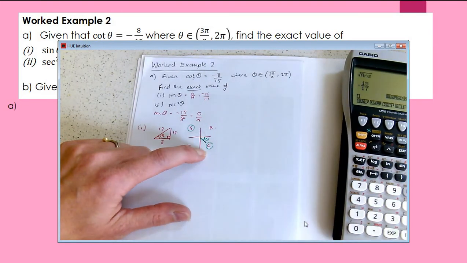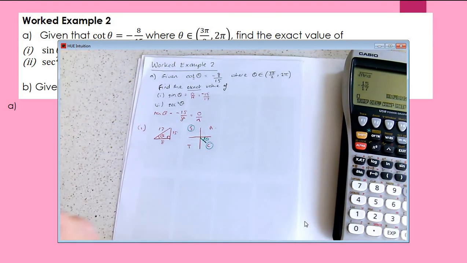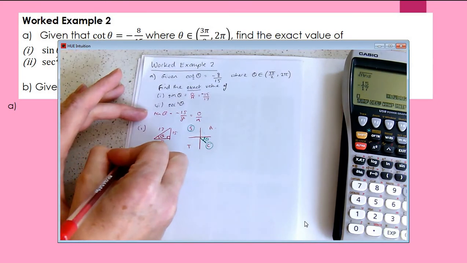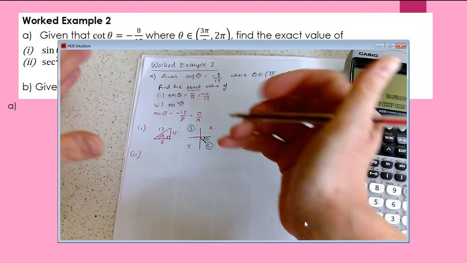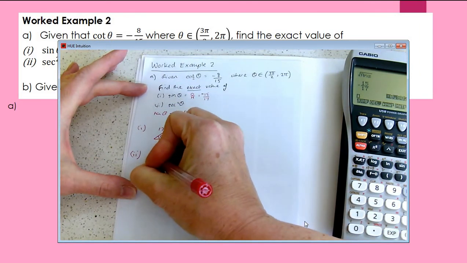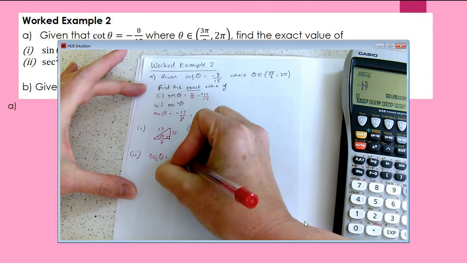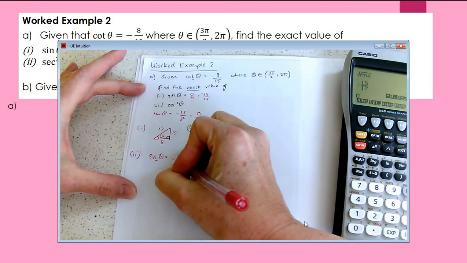Super. Right, let's look at part 2. So in part 2, we can still use that same triangle. Now we're using sec. So sec, if you remember, is 1 over cos theta.